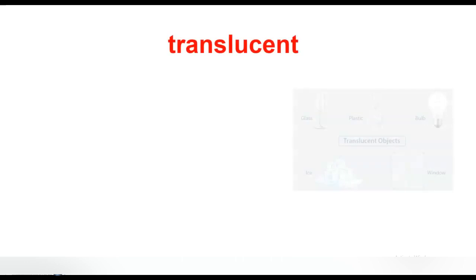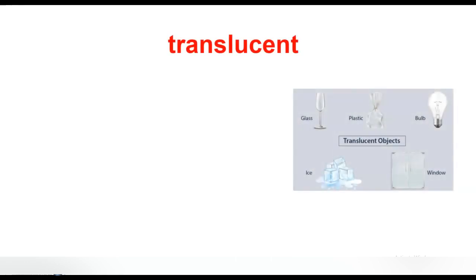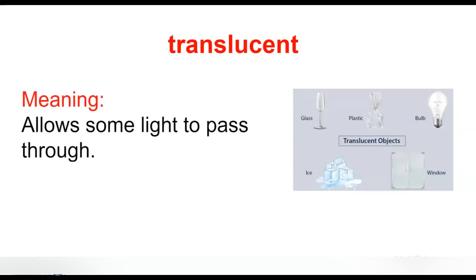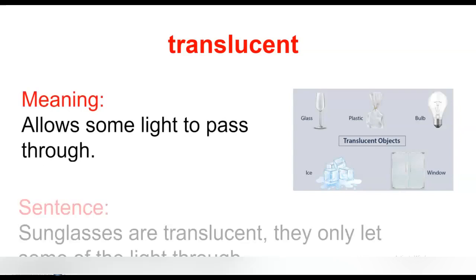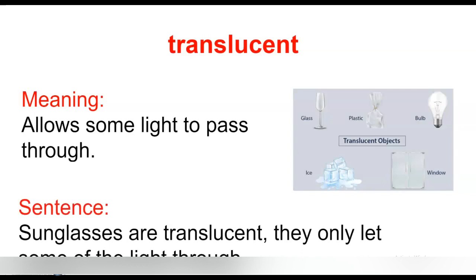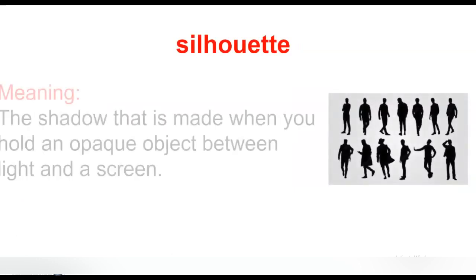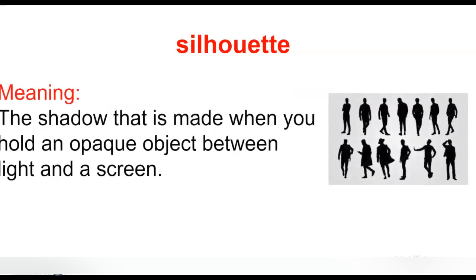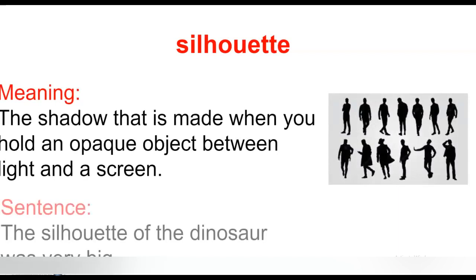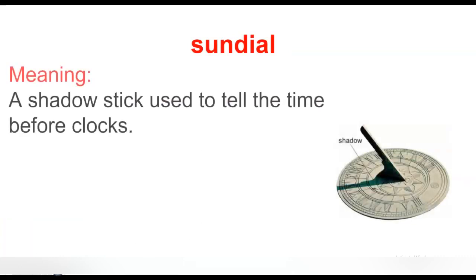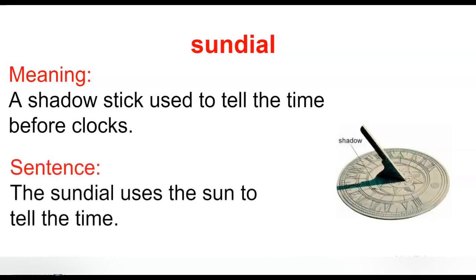And then we have translucent. If you look at these objects, can you see all the way through them? It allows some light to pass through. Sunglasses are translucent. They only let some of the light through. Silhouette: the shadow that is made when you hold an opaque object between light and a screen. The silhouette of the dinosaur was very big. Sundial: a shadow stick used to tell the time before clocks. The sundial uses the sun to tell the time.